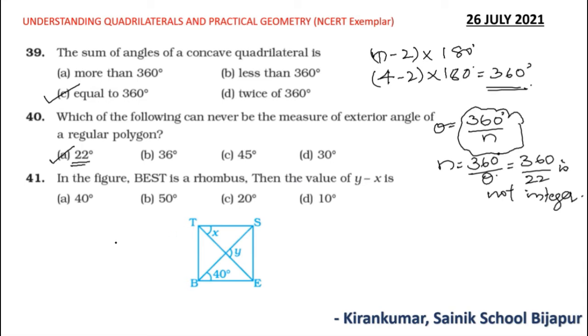Question 41. In the figure, BEST is a rhombus, then the value of y minus x is, in a rhombus we know that the angle which is formed by the diagonals will be 90 degree. So angle y is 90 because diagonals are perpendicular bisectors of each other. So 90 degree is formed here.